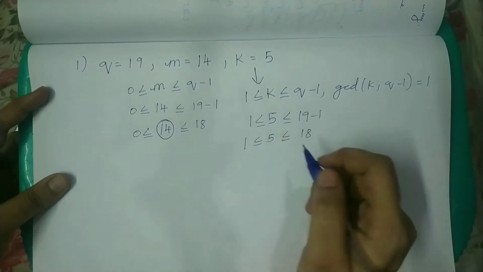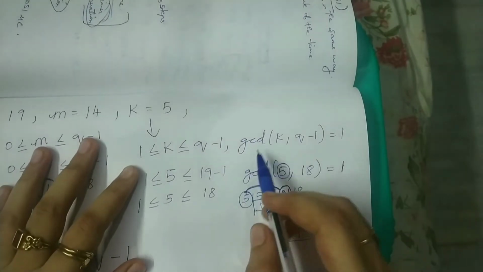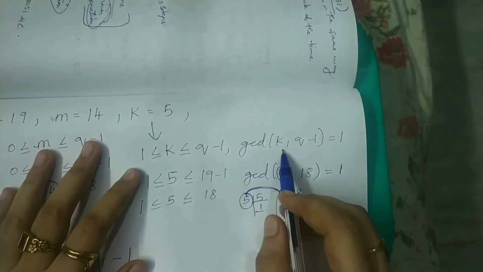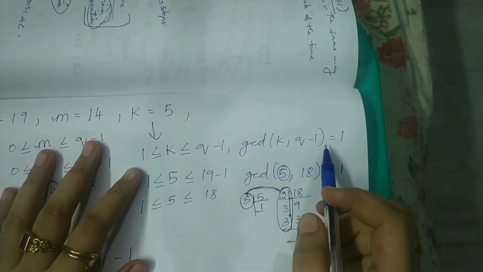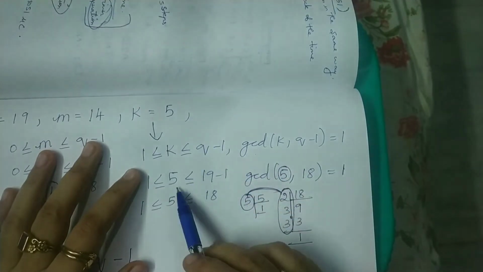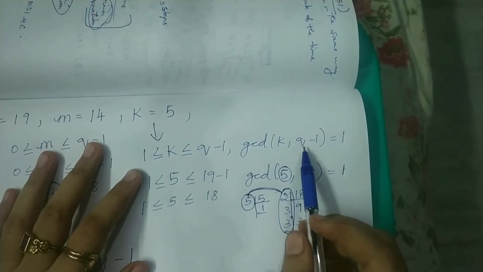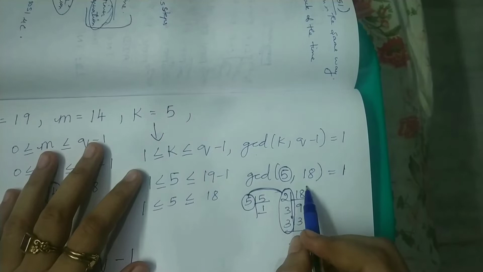So it is greater than 1 and it is lesser than 18. It should also satisfy the condition that GCD of K, Q minus 1 is equal to 1. So the K's value is 5, so I have written 5 over here. And the Q's value is 19. So 19 minus 1 is 18.